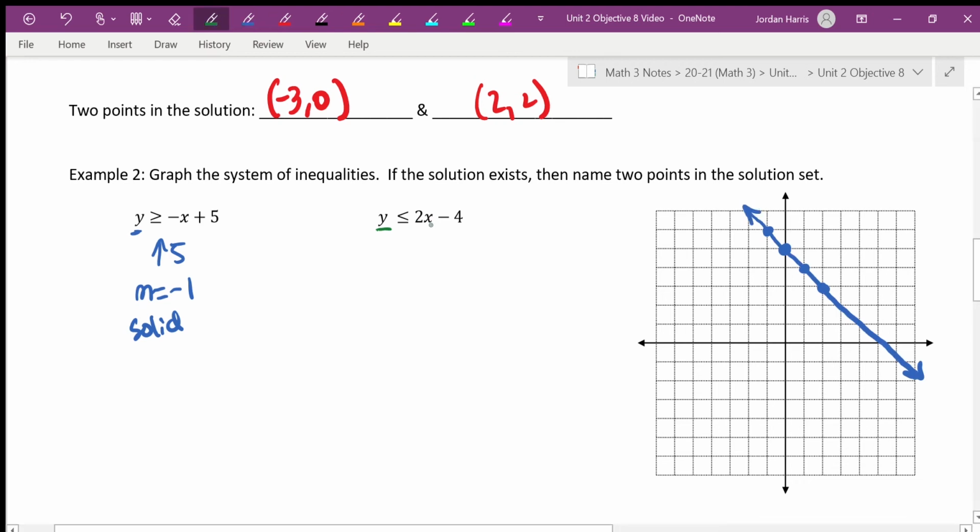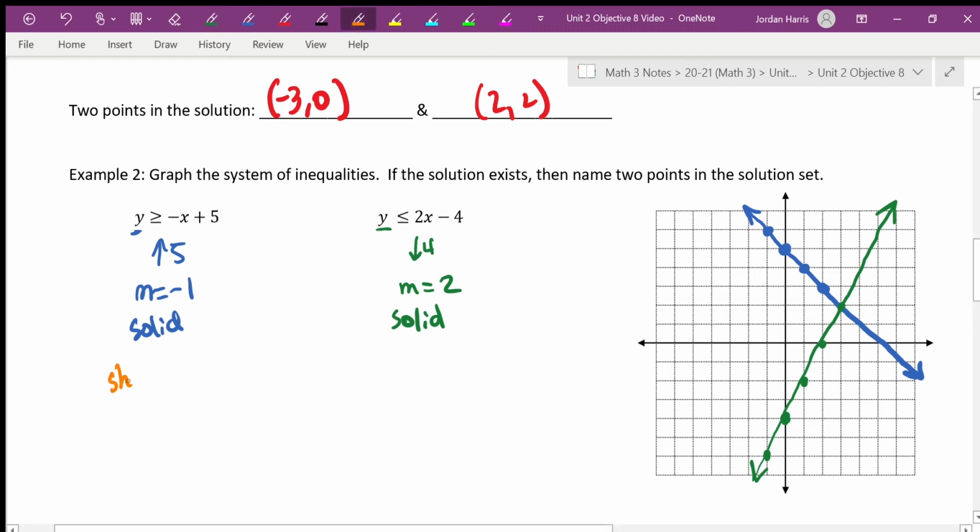The other one, this is a down 4 shift. M is +2, and it is also solid because it's equal to in the inequality. So down 4: 1, 2, 3, 4, always from the origin, up 2 over 1. Kind of want the point where they intersect, so that's why I'm going a little bit further there. That's my other line. Now we need where they intersect.